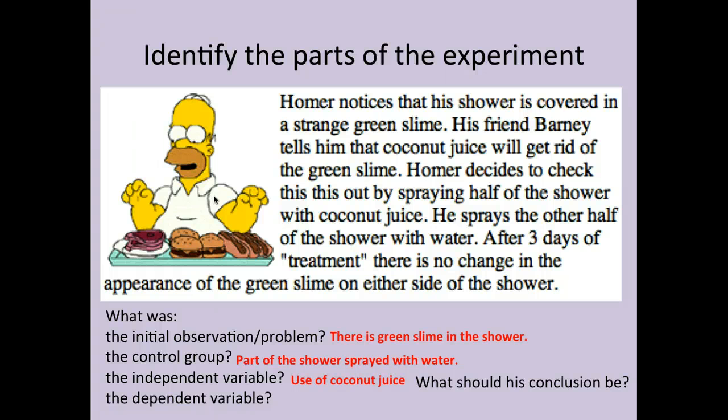And the dependent variable, what should have changed as a result of the independent variable? That's the dependent. It depends on what was done. And that's the presence of the green slime. So what should Homer's conclusions be? Of course, the coconut juice did not seem to be effective against the green slime.